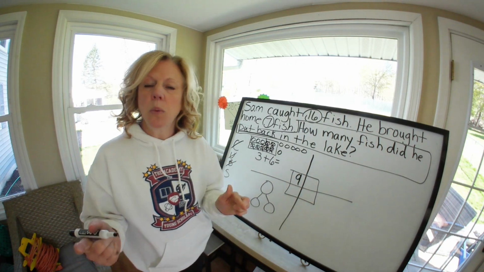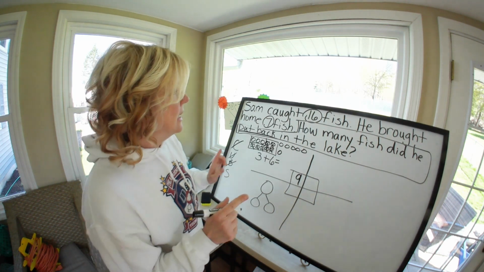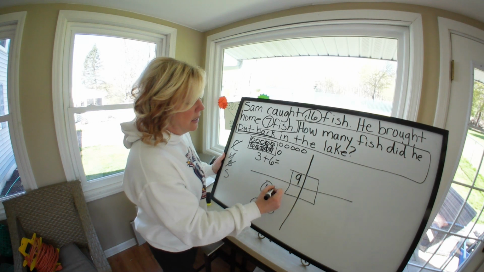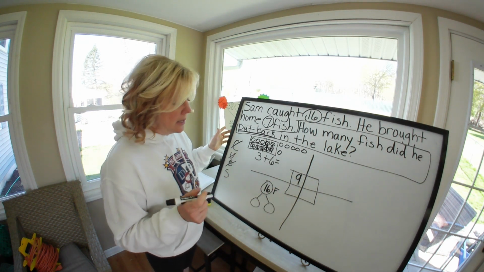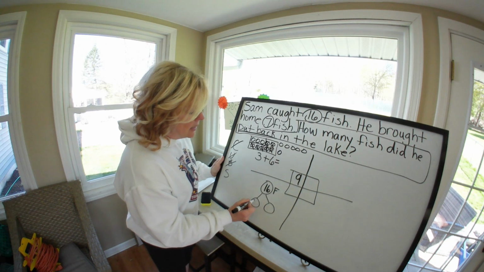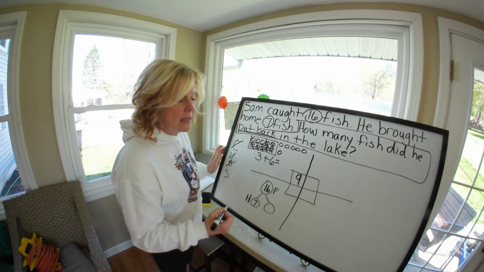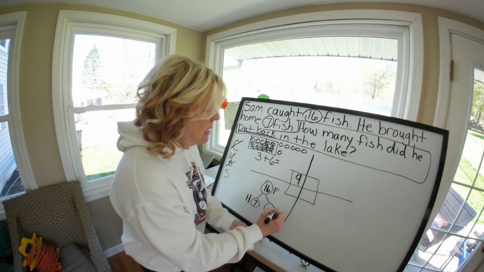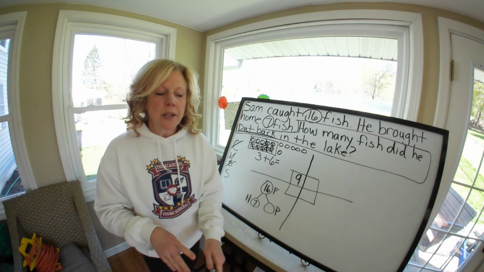But what we're going to do is we're going to now do our number bond. So let's think about what it says. Sam caught 16 fish. So here's the 16 that he caught, and we're going to label that F for fish. Then what I'm going to do is put 7 here because that's how many he brought home, and I'm labeling that H for home. Now I need to figure out how many he put back.